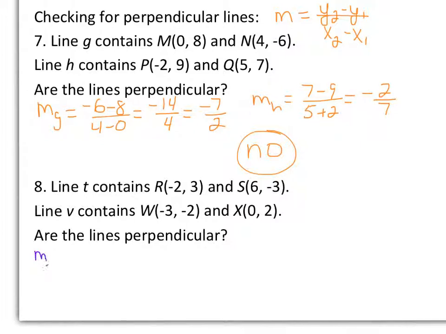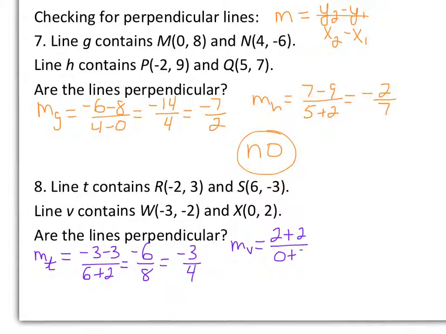All right, same idea, number 8. Let's find the slope of line T, which contains the points negative 2, 3, and 6, negative 3. We get negative 6 over 8, or negative 3/4. Then find the slope of line B, which contains the points negative 3, negative 2, and 0, 2. We get a positive 4/3. So 3/4 and 4/3 are reciprocals of one another, and our two slopes have different signs. One's positive, one's negative. So yes, these two lines are perpendicular.